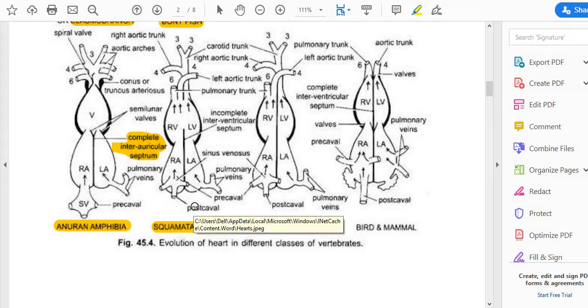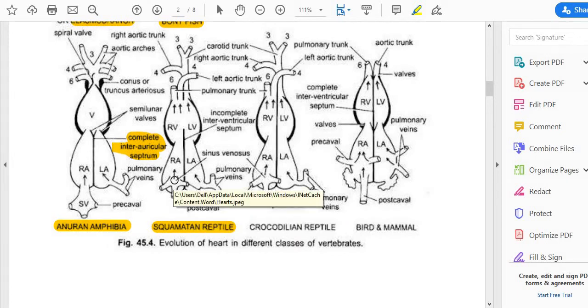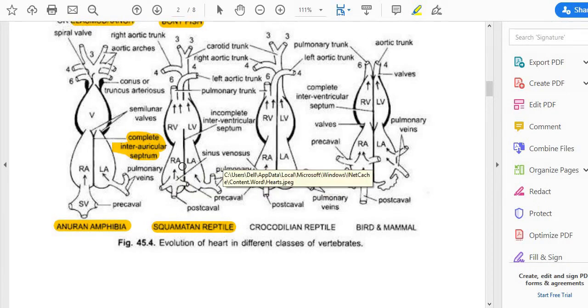The lizard heart has the sinus venosus, but it is much reduced, and it is completely continued to the right auricle. Here also we find the sinoatrial aperture in between the sinus venosus and the right auricle. The auricle here is also completely divided, and it is called a complete interauricular septum.